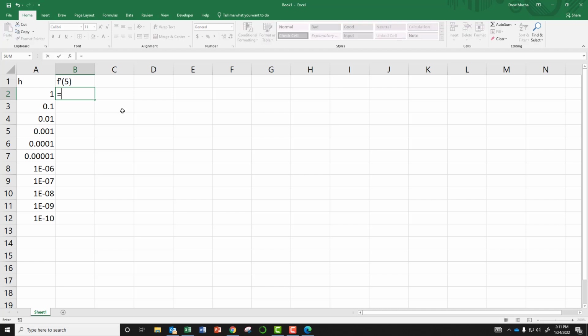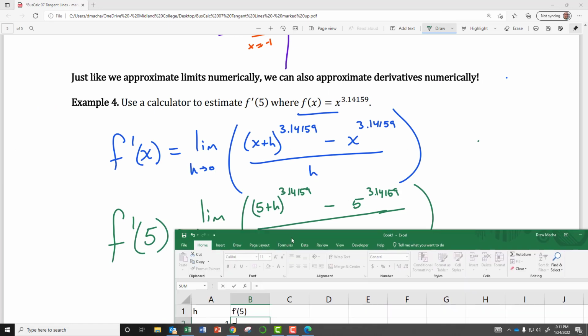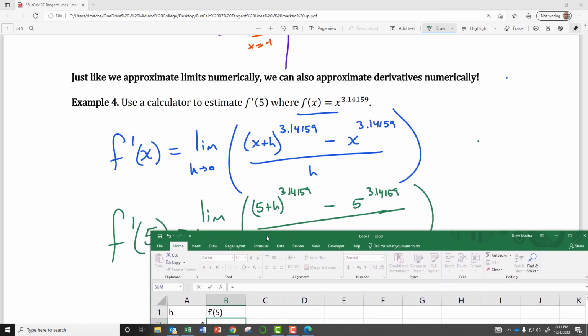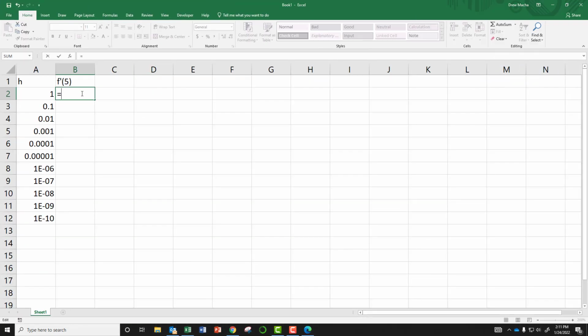So my formula for the derivative, just to remind myself, is going to be 5 plus my value for h, to the power 3.14159, minus 5 to the power 3.14159, divided by h.